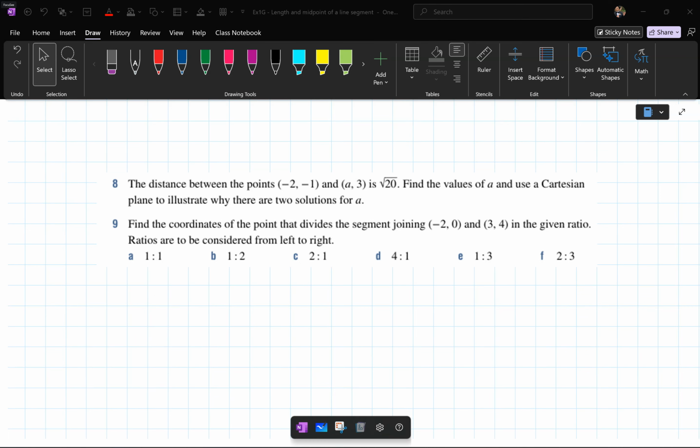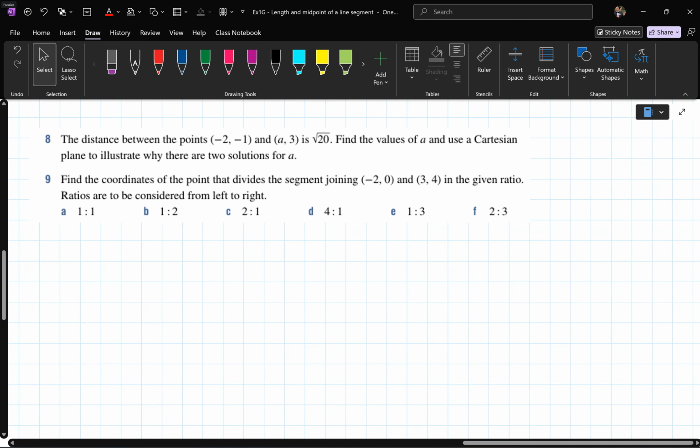Hi there, Year 9s. There's a question for exercise 1G to do, questions 8 and 9. 1G is to do with distance and midpoints. So in this video, I'm going to do 8 and then see how long it takes before I do 9. Question 8.